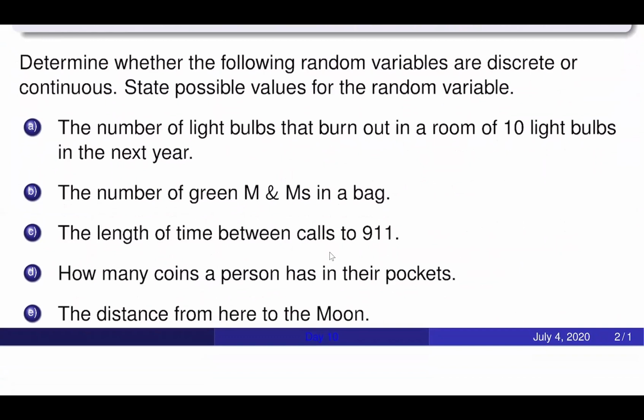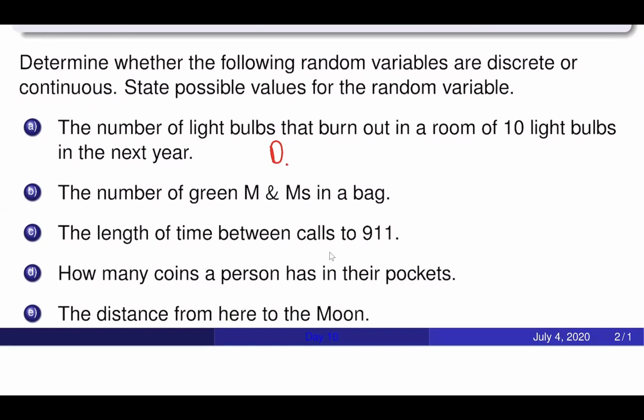So if you look at part A, it says the number of light bulbs that burned out in a room of 10 light bulbs in the next year. Is that something that I could count, or is that something that I could get like half of a light bulb burned out or something like that? No, you can count it. Yeah, I could count it. So since I could count it, this should be considered discrete.